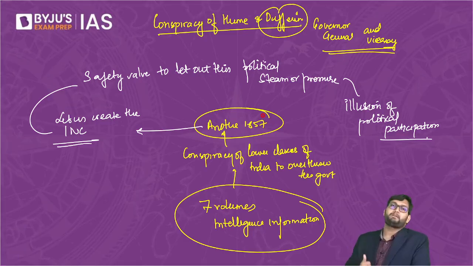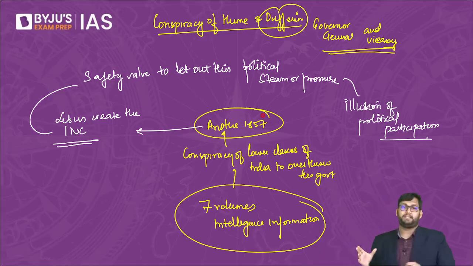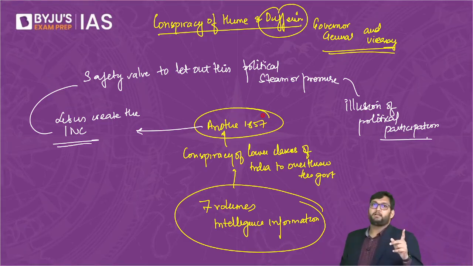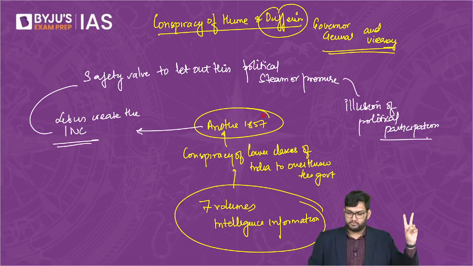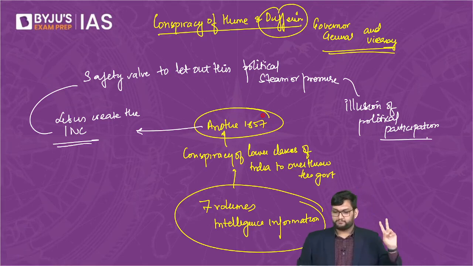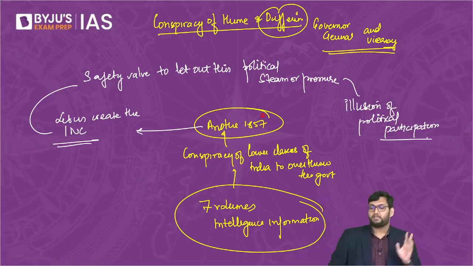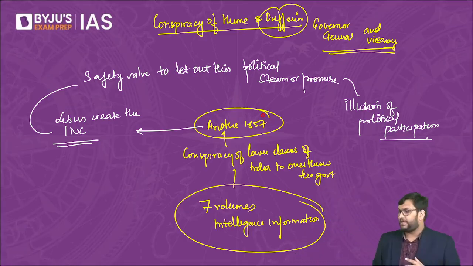Therefore, if somebody asks Wedderburn, why did A.O. Hume do what he did? His answer would be that he did it for the interest of the British itself. Right? In Wedderburn's understanding, A.O. Hume is a hero because he saved the British from another 1857. Yes or no? Yes. In a way, that says that he saved the British from another 1857.